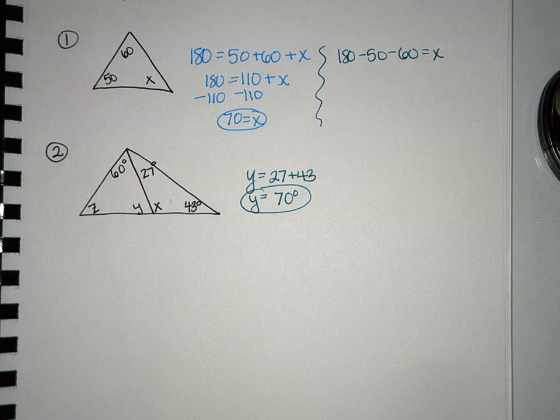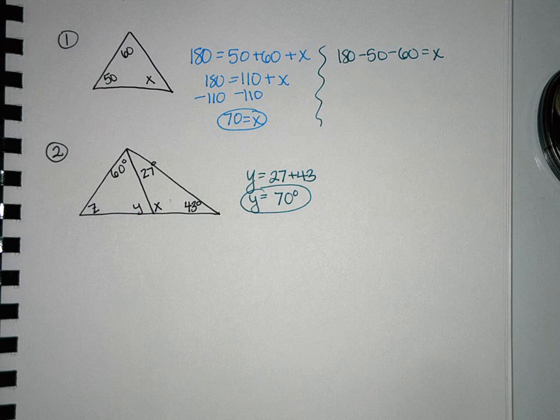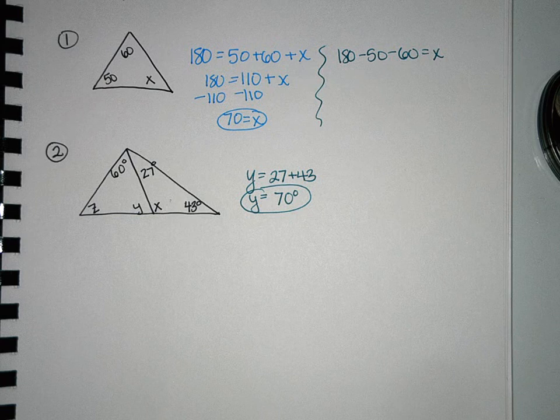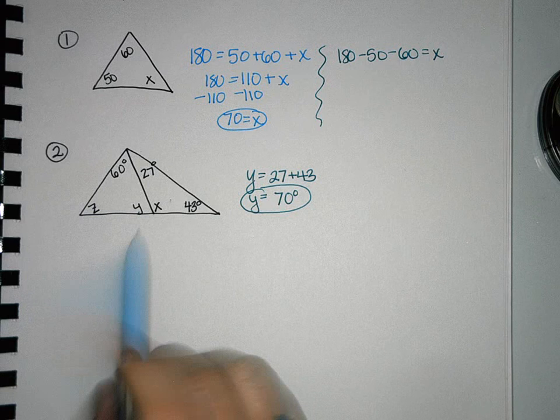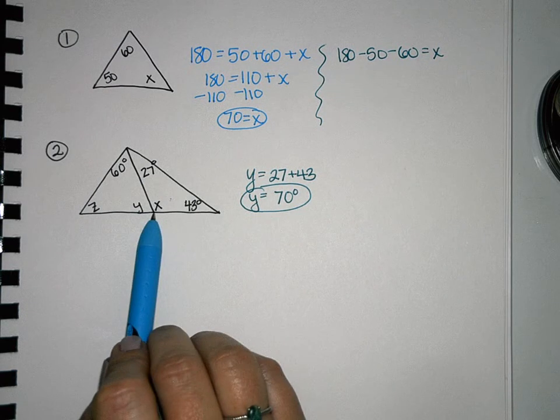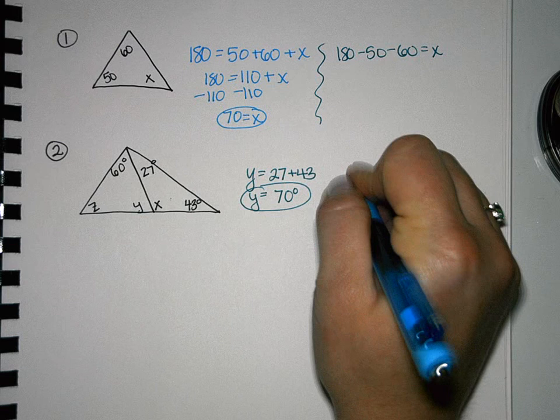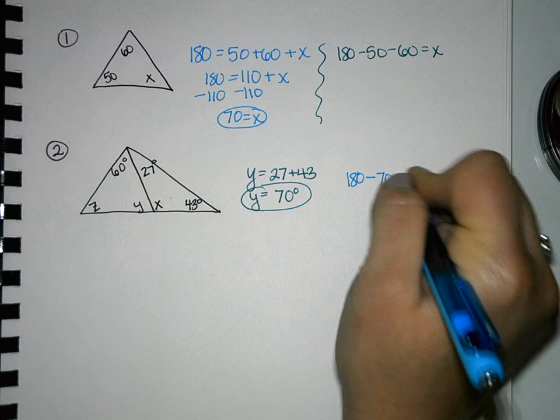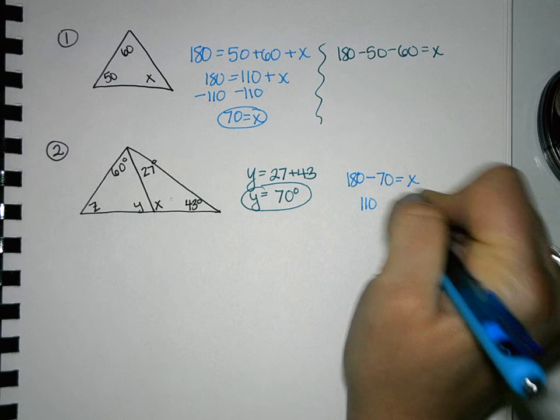Okay, that's a start. Anyone see how we might be able to build off of that or go about something else? Rosemary? Okay, Maddie, you can say that a little louder. Y and x are adjacent angles. So they're also a linear pair, which means what? They add up to 180. So we can do 180 minus 70 to get x. So that means x would equal 110.